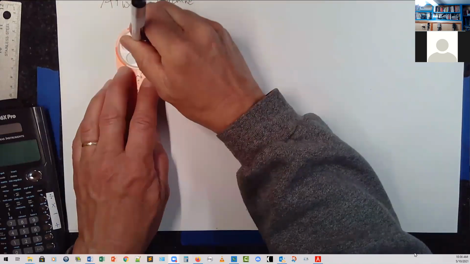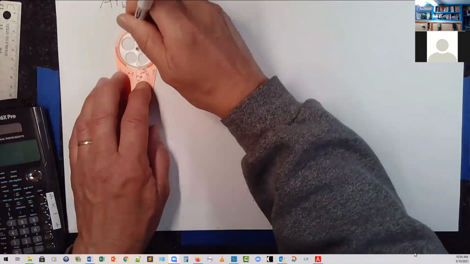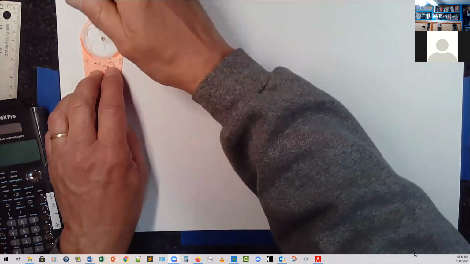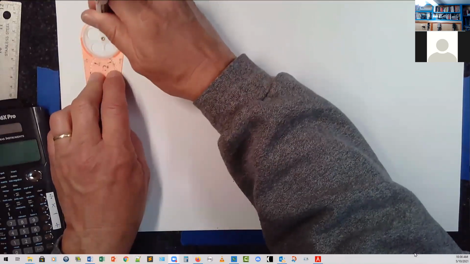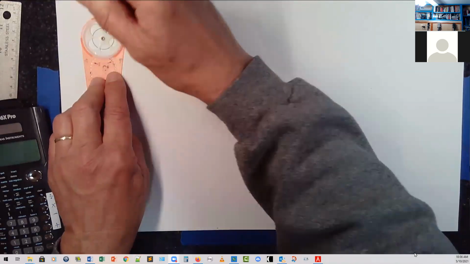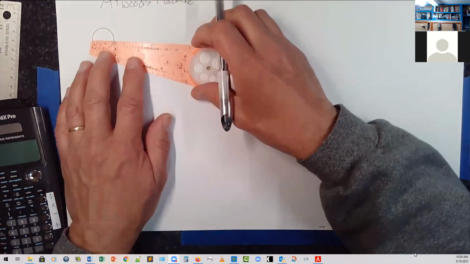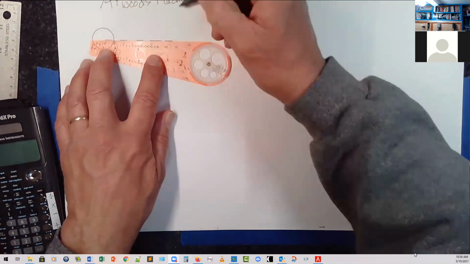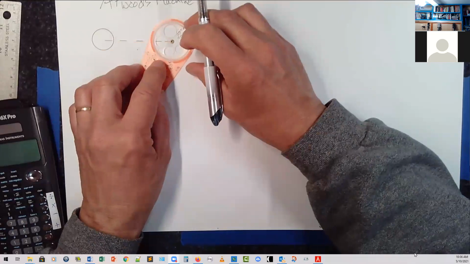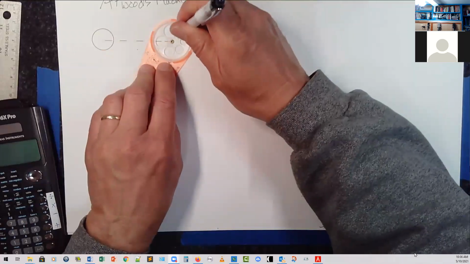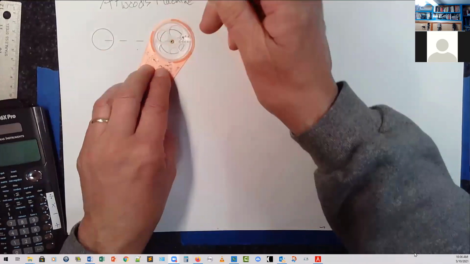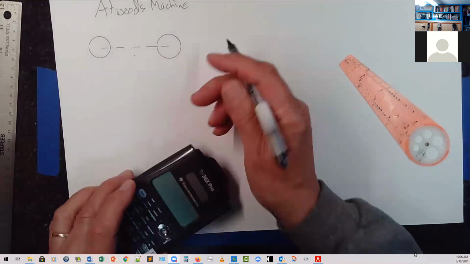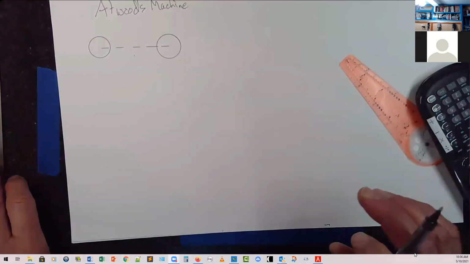I'm going to start just by drawing a circle. The Atwood's machines we use have two circles on them, two pulleys. I'll probably end up with a different size circle on each one, but we'll see. Those are pretty close. Okay, so these represent pulleys.